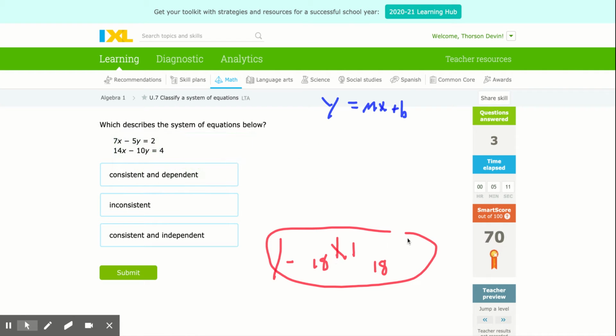Again, if you have questions, please bring them to class and I will clarify. Just remember, dependent means it has to be the same equation. So when you reduce this to y equals mx plus b, they look exactly the same. If they don't look exactly the same, then they're either parallel, and parallel means they're inconsistent, or they're not parallel, they intersect at some point, and that means they're consistent but independent.